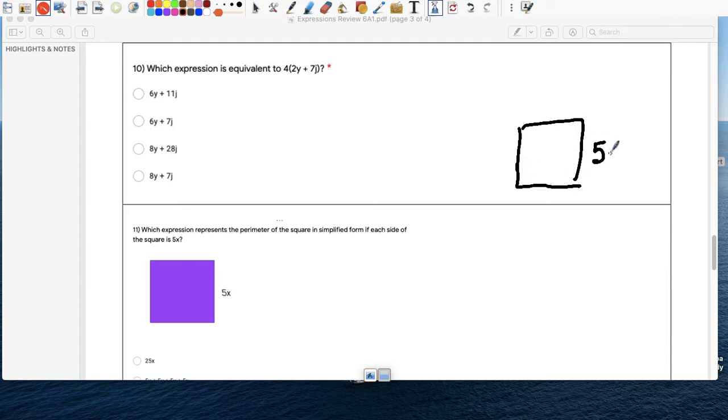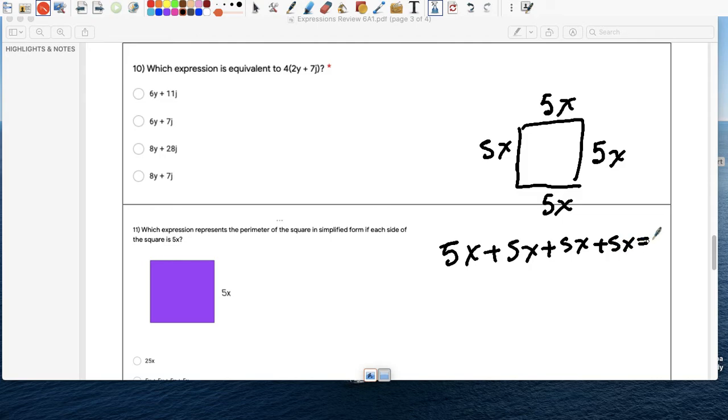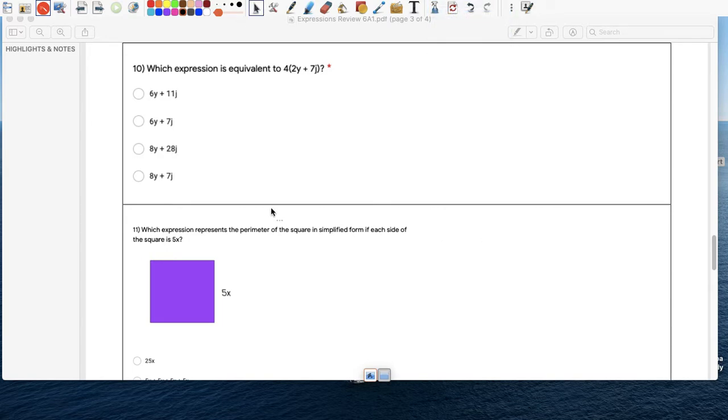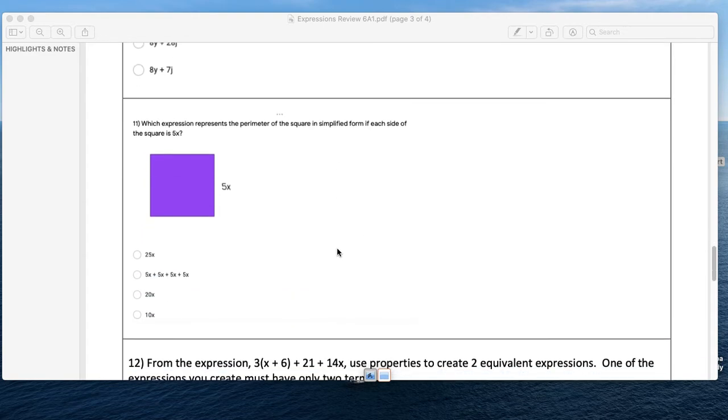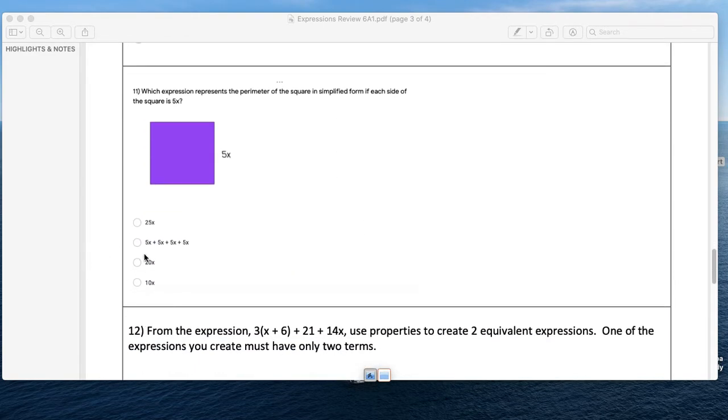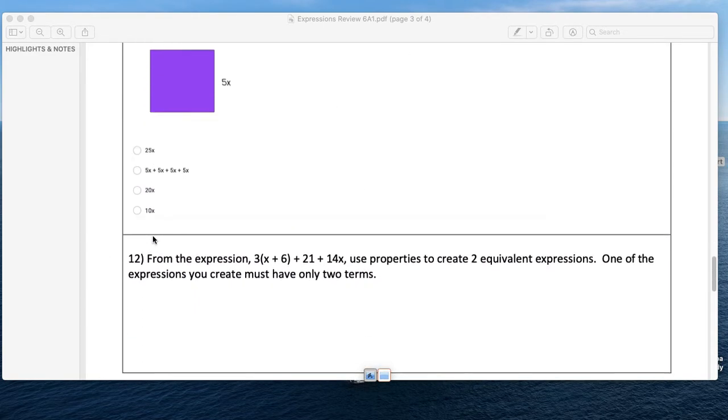So this is 5x. This is 5x. This is 5x. And this is 5x. So we're going to go 5x plus 5x plus 5x plus 5x. And that gives us a total of 20x. So that's our answer, 20x. Is there an answer? Yeah, there is one right here. You see the 20x. Okay.